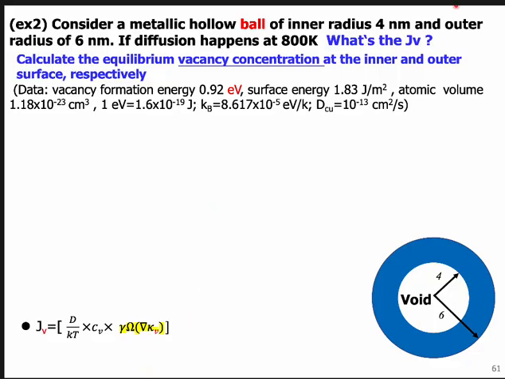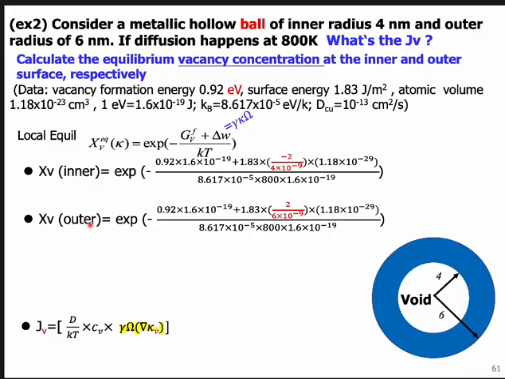But if the question not only asks you what the JV is, but also asks you to calculate the equilibrium vacancy concentration at the inner and outer surface, we will use the equation we have learned before. This one tells you the vacancy fraction as a function of kappa equals the exponential of negative vacancy formation Gibbs free energy plus the extra work we put in to place the lattice point on the surface of this material, divided by kT.